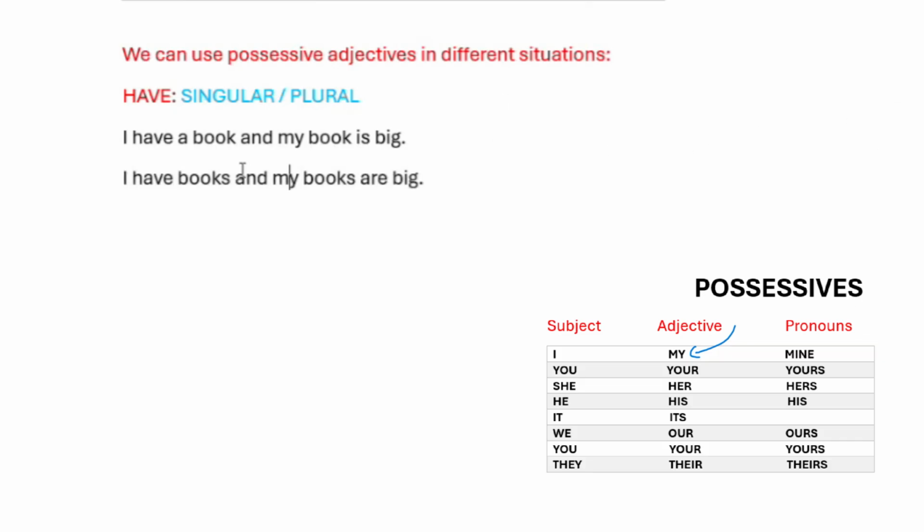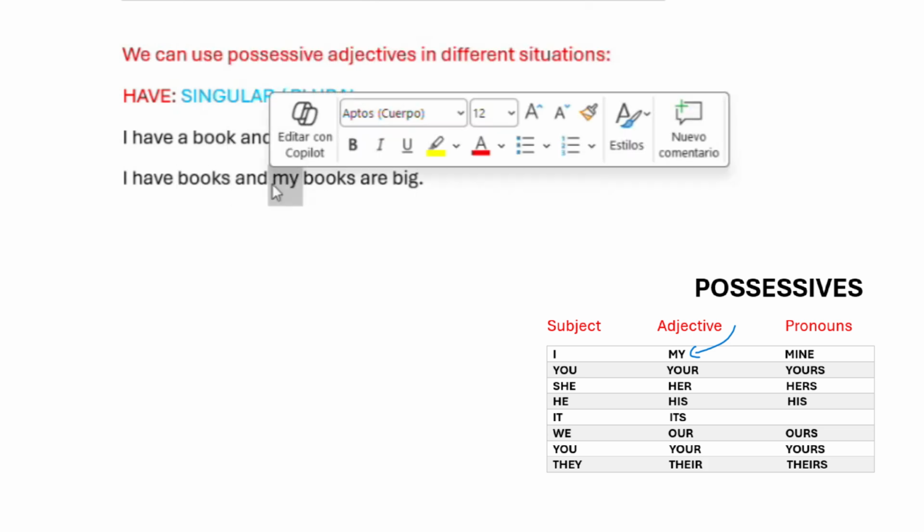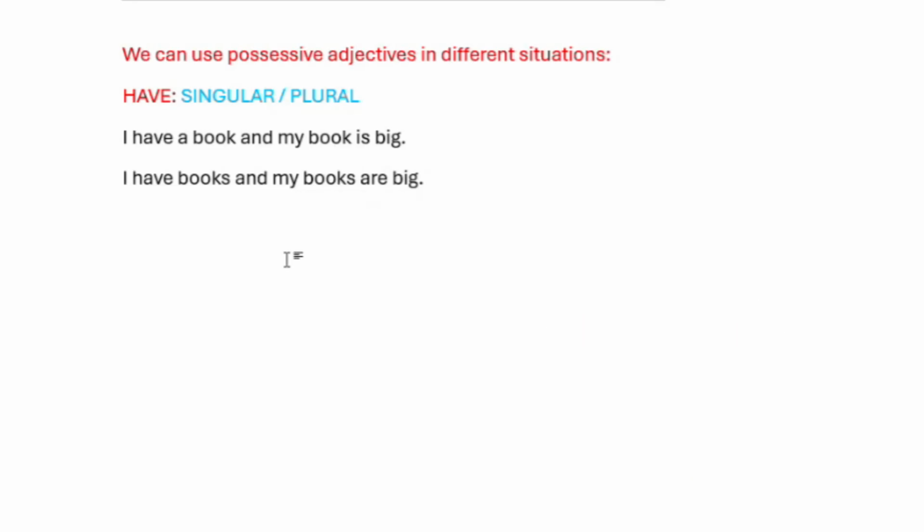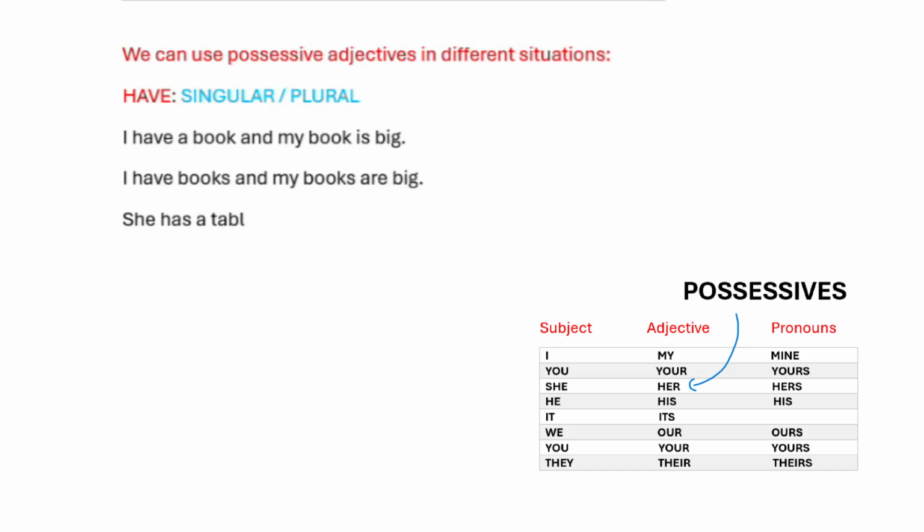This is the plural form. Look at this. Books, book in singular. The possessive adjective here is my. In this case, we have is, and here we have the plural, which is are. This is another way how you can use the possessive adjectives. Next, she has a table, and her table is small. In plural, she has tables, and her tables are small. It's amazing, right? Take advantage of my examples, and you can create your own examples.